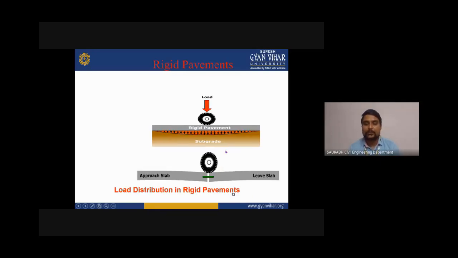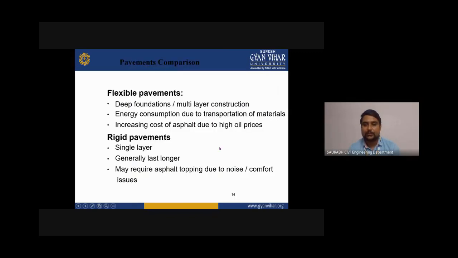Now the load distribution in the rigid pavement. As you can see here, that is your wheel, and this is your rigid pavement, and the load will be distributed like this. This will be the approach slab, and that will be the leave slab. There will be two parts in the rigid pavement.